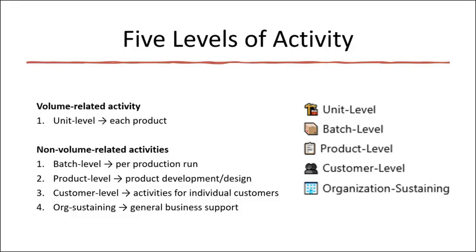First, batch level, activities tied to groups, like setting up machines once per batch. Product level, supporting a whole product line, like designing the newest and greatest thing. Customer level, things done just for your customers, like a sales call or a repair trip. And then finally, organizational sustaining, stuff that keeps the lights on regardless of what you sell, like HR, legal, or Monday morning donuts.